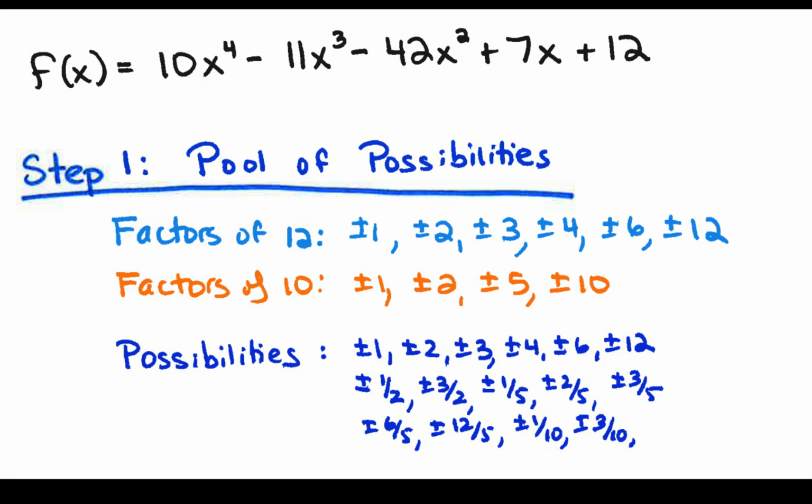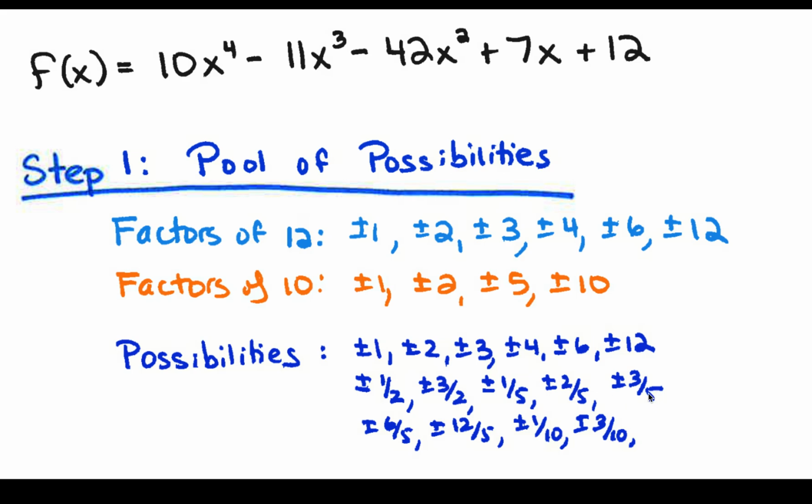So we find all the factors of this 12 and all the factors of this 10. So there they all are, and there are all those. And then we come up with all of our possibilities. So there's all the factors of 12. There's all the factors of 12 divided by 2 that aren't already listed. And then all the factors of 12 divided by 5 that wouldn't have already been listed.